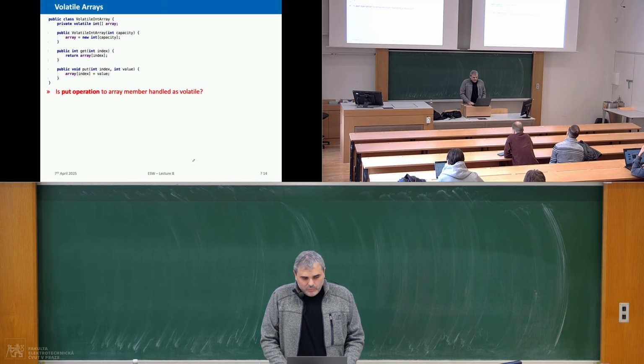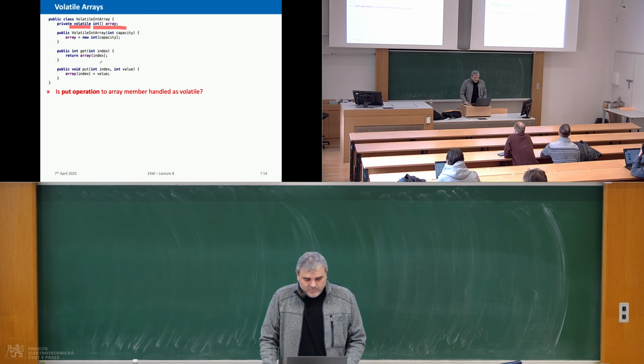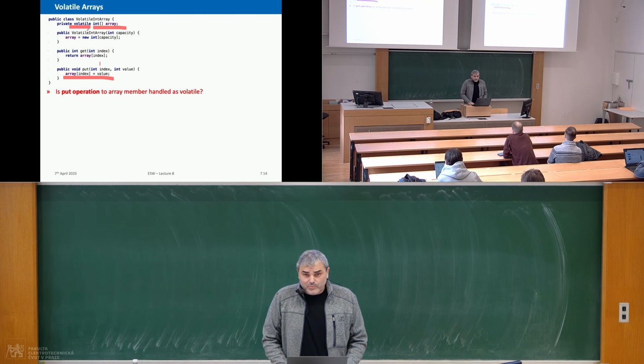But what about the case where we have an array? In our case, we have here an array of primitive integers defined as volatile. Here we have a constructor, a getter for a value on some index position, and also a put method. We would like to modify the value on some certain position. Is this operation, the put, the modification, a write into an array defined as volatile, considered to be a safe atomic write operation?